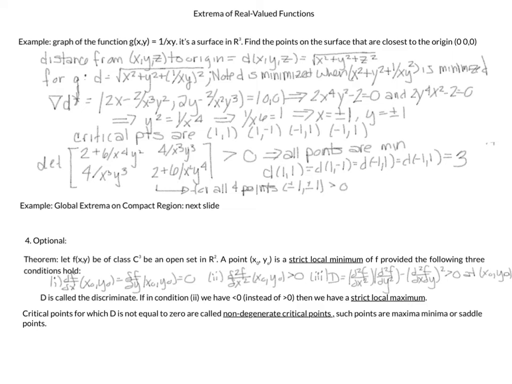I threw the definition of strict local minimum and maximum in here because some textbooks cover it, but I'm not really going to talk about it. But I will say that critical points for which D is not equal to 0 are called non-degenerate critical points. And such points can be minima, maxima, or saddle points.